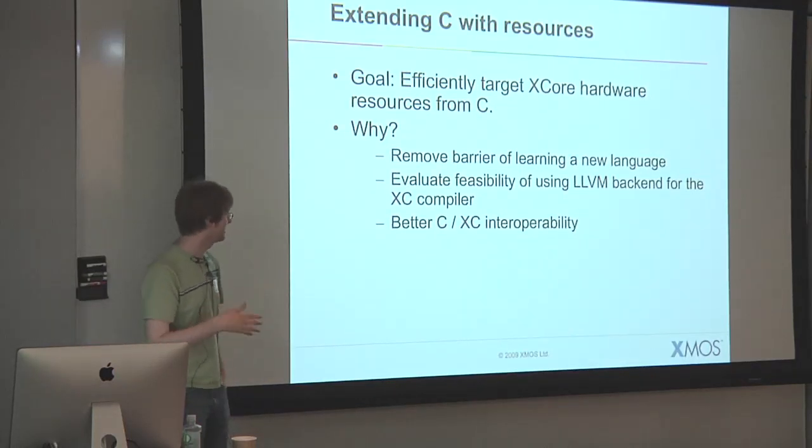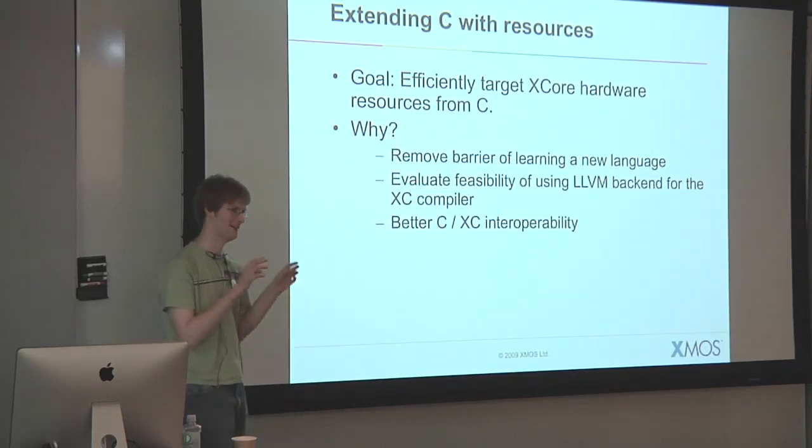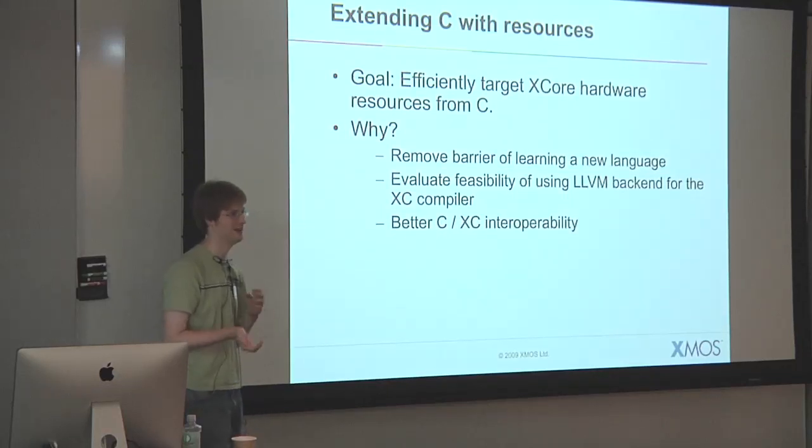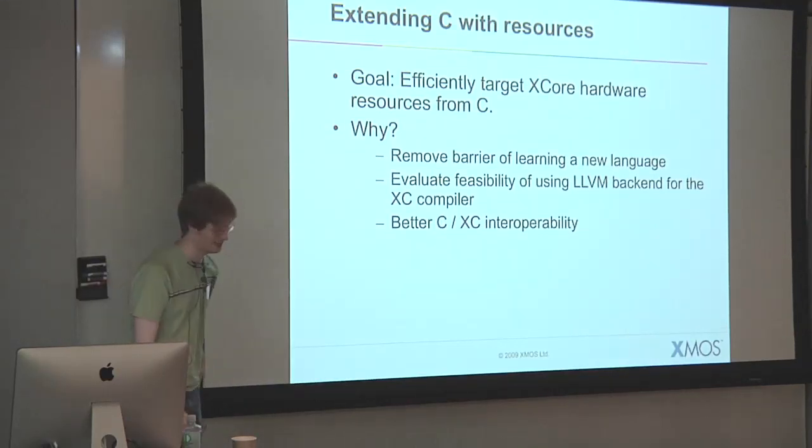I guess a long-term goal would be that implementing these extensions in C also gives us a good idea of how easy it would be to retarget our current XC compiler at LLVM, so it went through the LLVM backend. It also allows the two languages to interact better. If you've got support for channel communication in C, you can have a C thread and an XC thread communicating over channels. At the moment, that would have to be done through a function call, so you'd make a function call from C to XC. So that's what I'm going to be looking at.